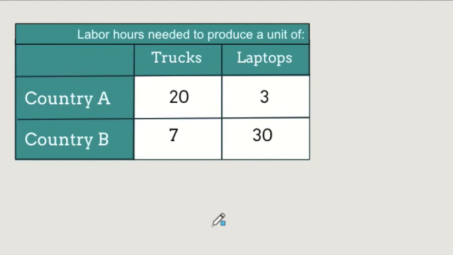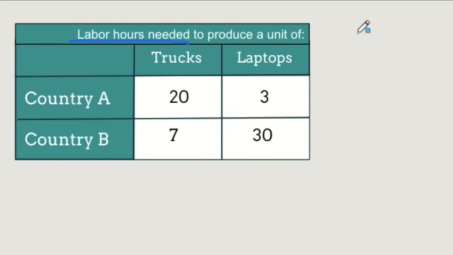Now we have a similar question with a similar setup, but about inputs. We're looking at the labor hours needed. So these numbers are going to represent the amount of hours that are going to be put into the production. Country A is going to need 20 hours to produce the trucks and 3 hours to produce the laptops. And country B is going to need 7 hours to produce the truck and 30 hours to produce the laptop.